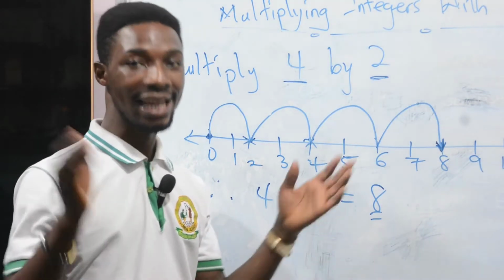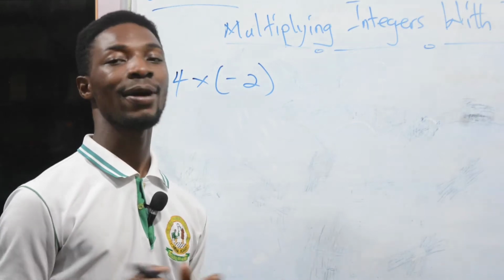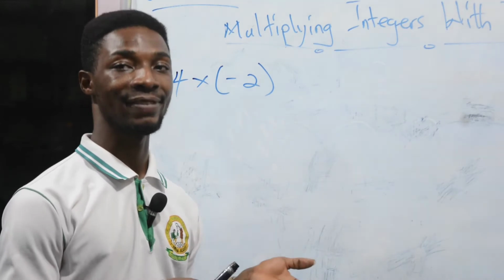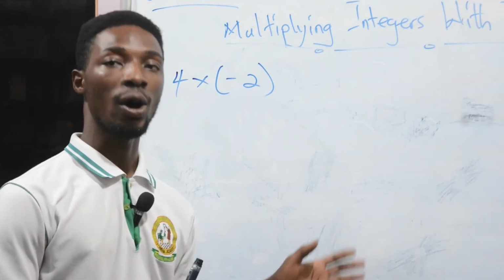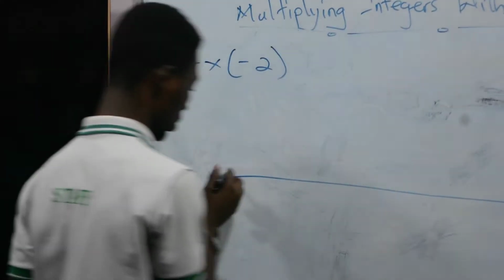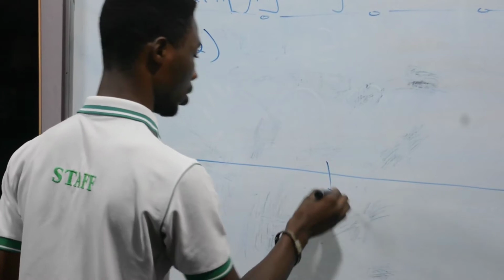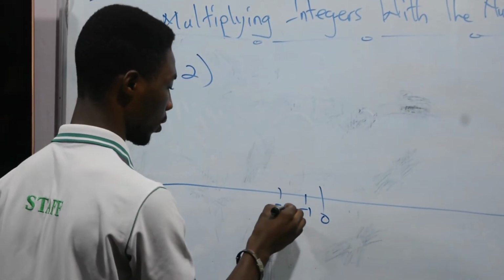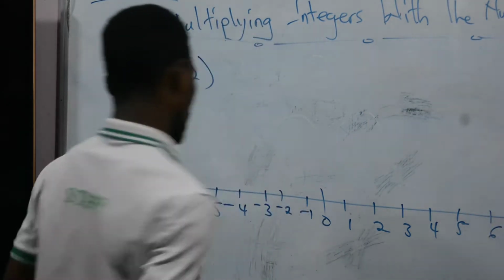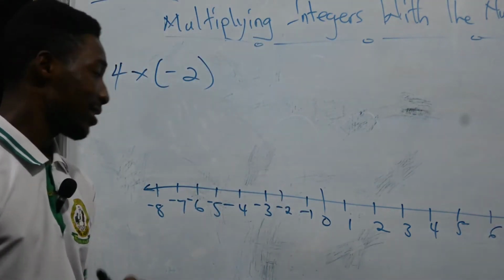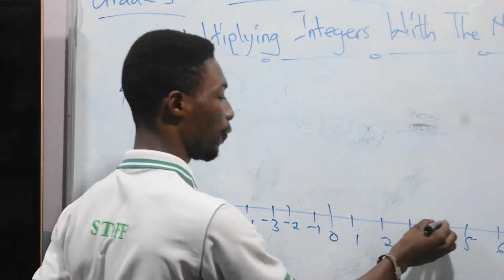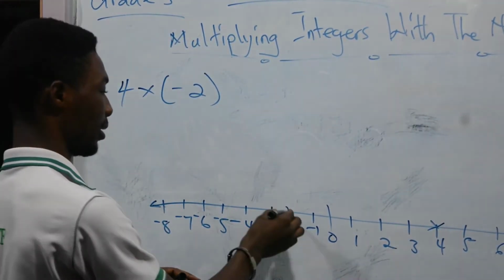Alright guys, let's take another example. This time around, we are going to multiply 4 by negative 2. So we are going to need negative numbers as well as positive numbers on the number line. So let's start drawing our number line. Alright, we are going to start jumping from 0, but we have to mark out our numbers. The numbers are 4 and negative 2.